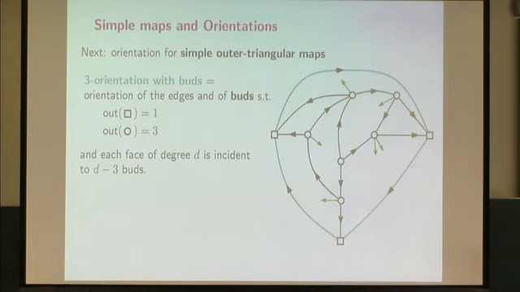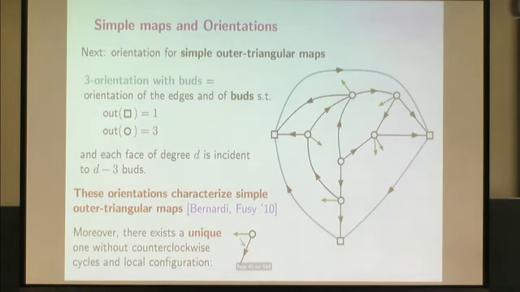So in this sense, it's really a generalization of 3 orientations for triangulations, because if all your faces have degree 3, then they are all incident to 3 minus 3, 0 buds. So you have a proper 3 orientation in this case. Okay. And in the same way that 3 orientations characterize simple triangulations, these orientations characterize simple outer triangular maps. Outer triangular means that the outer face here is a triangle. Again, it's a technical assumption just to make things easier. And this result is due to Bernardi and Fusy in 2010.